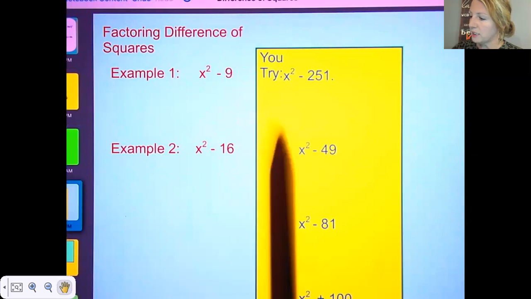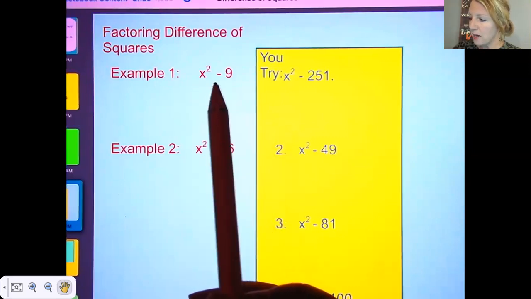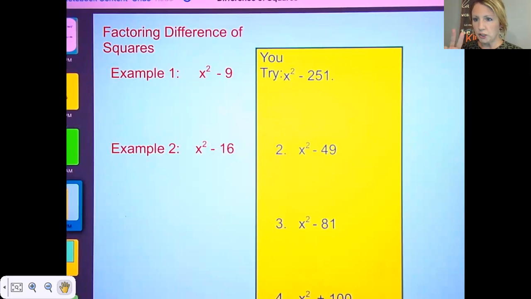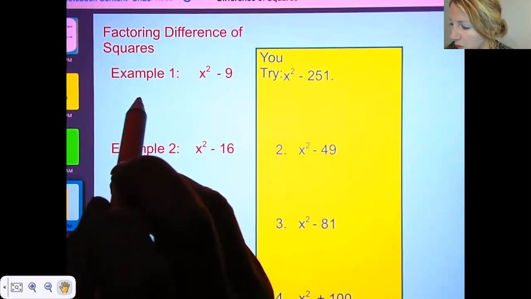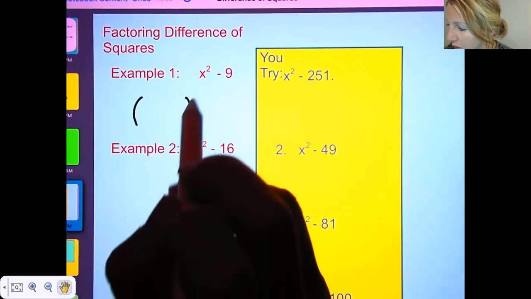So my first example, I have x squared minus 9. Two terms. I have a difference, which is subtraction. X squared is a perfect square, and 9 is a perfect square. So this is a difference of two squares. When it's a difference of squares, it's really simple. You just need to create your two binomials.